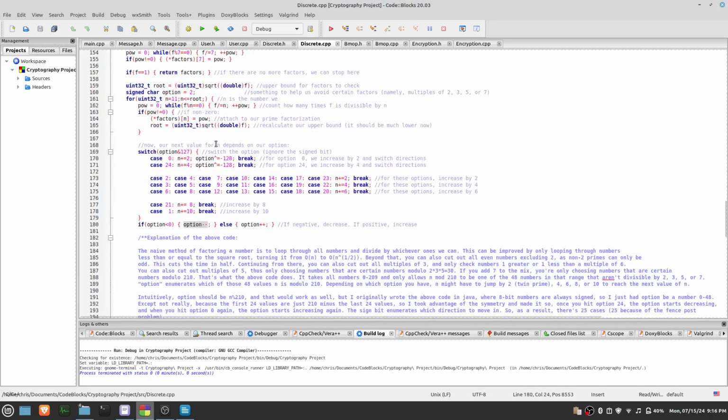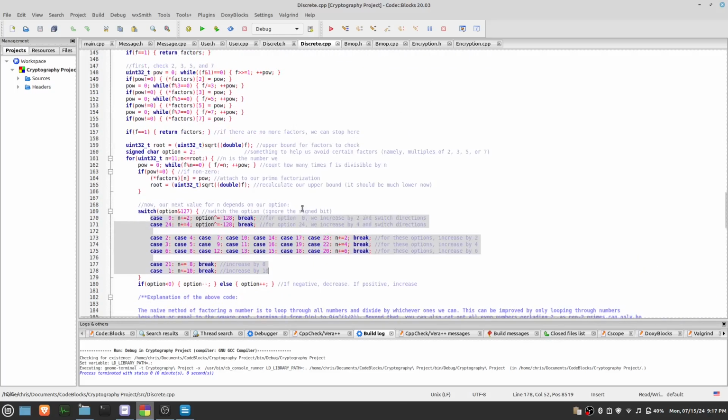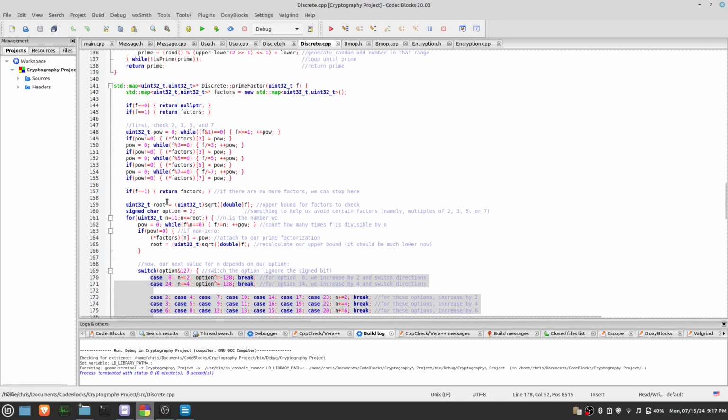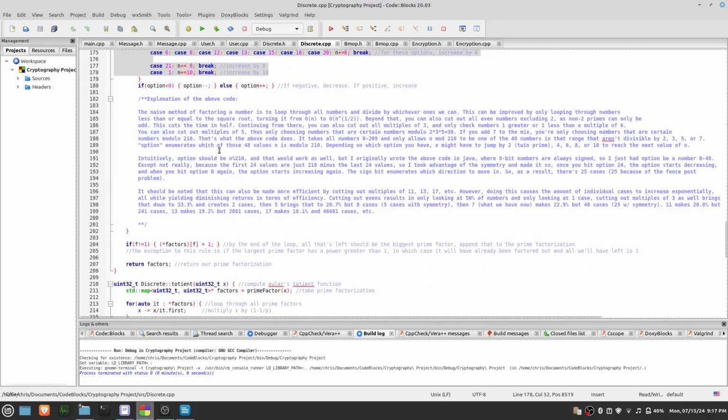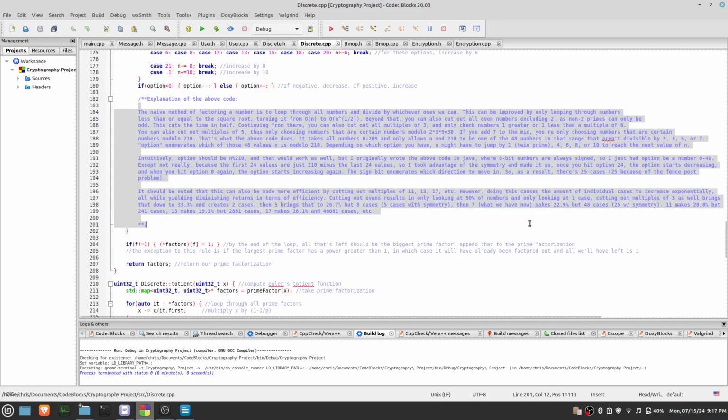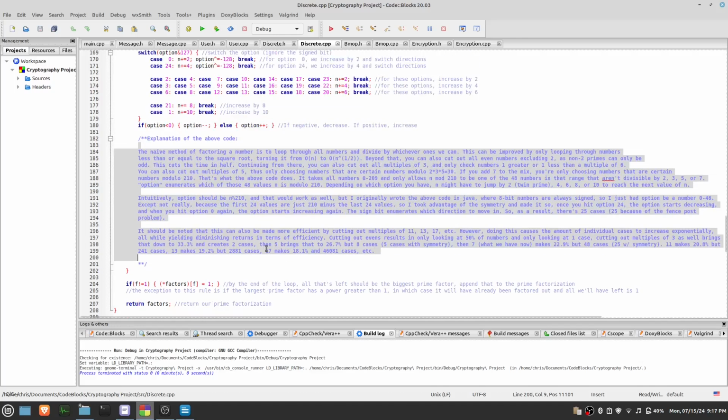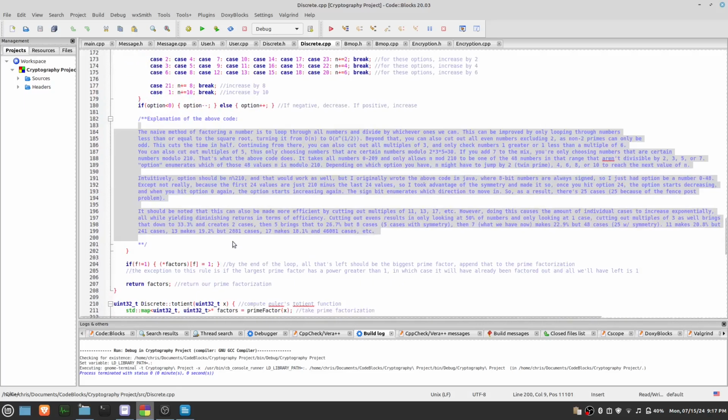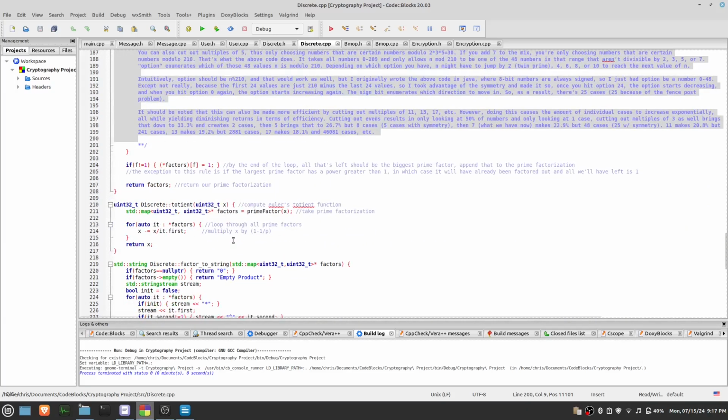Very difficult to explain, but basically this ensures that we only look at certain numbers which are guaranteed not to be divisible by 2, 3, 5, or 7. And I did my best to explain how this works, which, to be fair, I guess that time could have been better spent doing something else, but whatever.